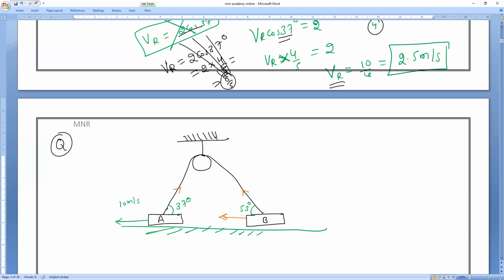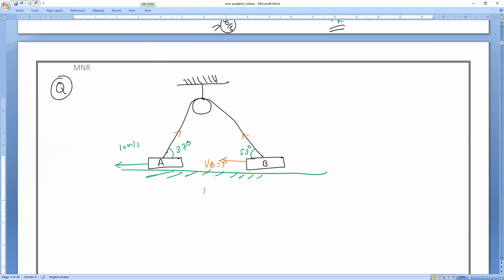Velocity is same. Correct? So that is what it is. So now we want to find what is the velocity of B. That is our target. So how to find it? So find, that is what is our question. So find velocity of B.